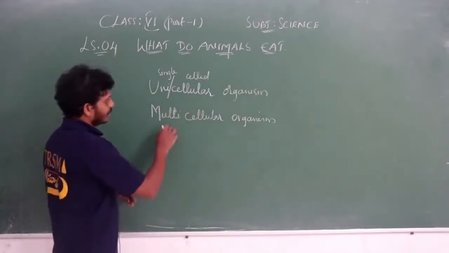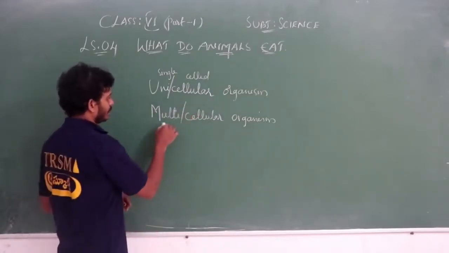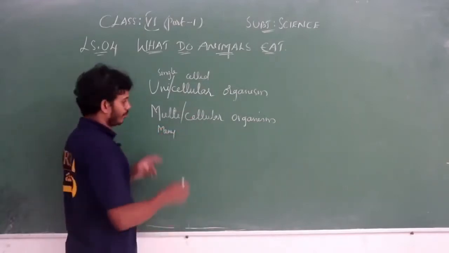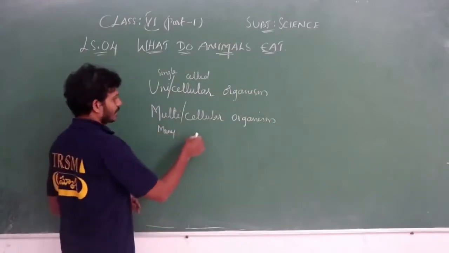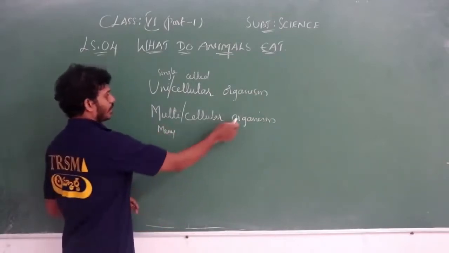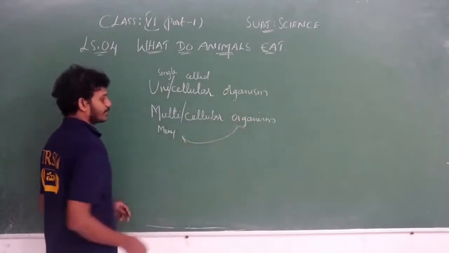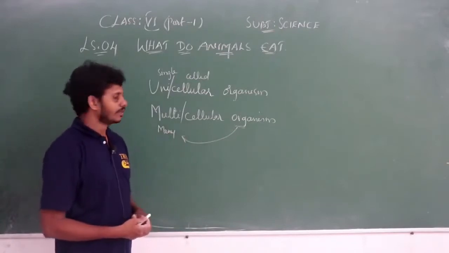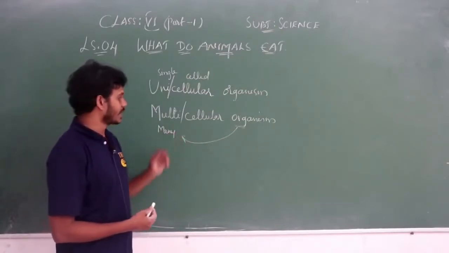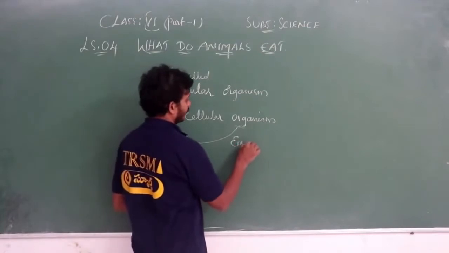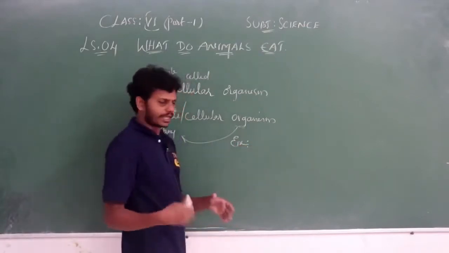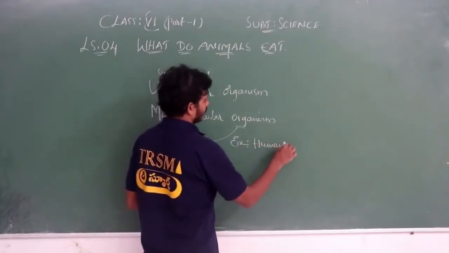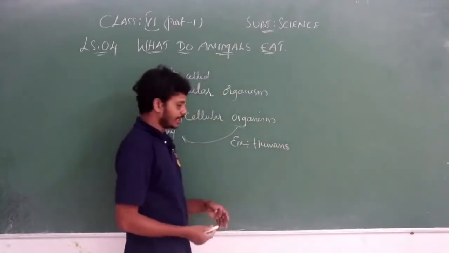And multicellular organisms. Multi means many. Many celled organism, an organism with many cells. So we call it multicellular organisms. Examples for multicellular organisms are different animals, like human beings. Humans come under multicellular organisms.